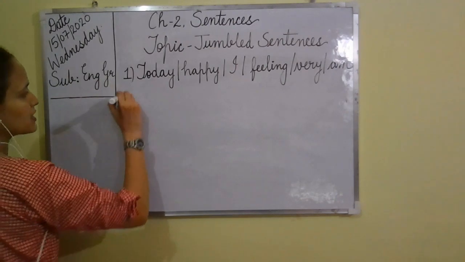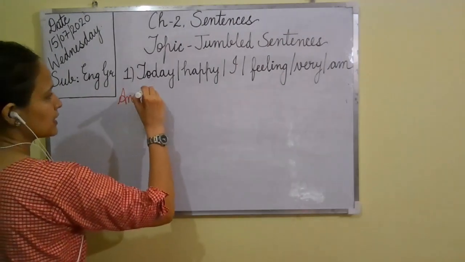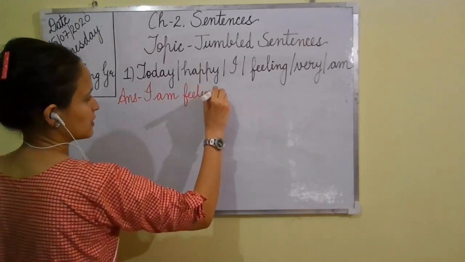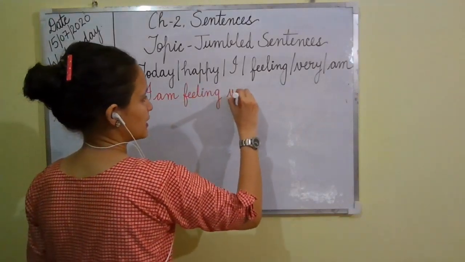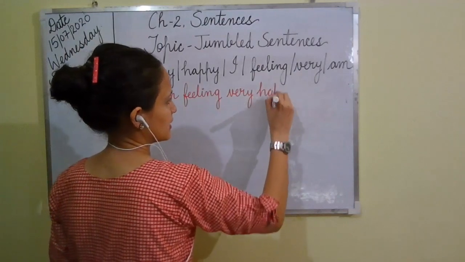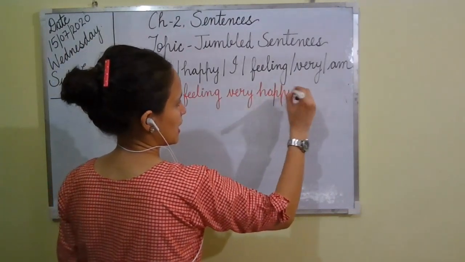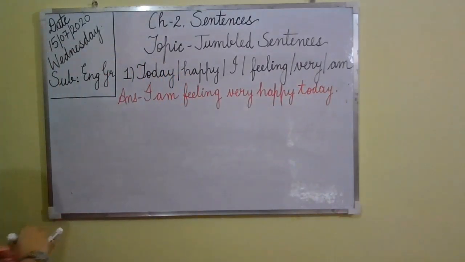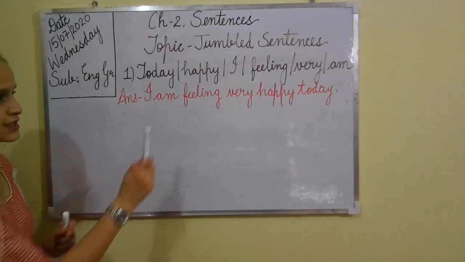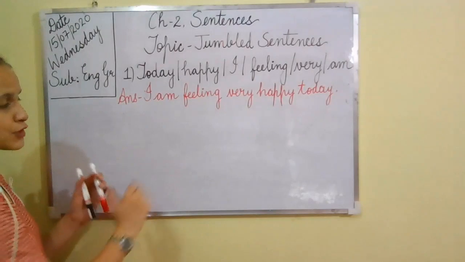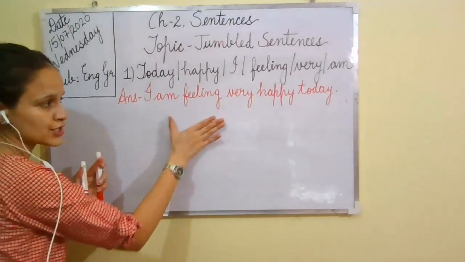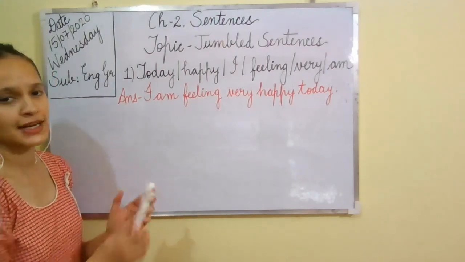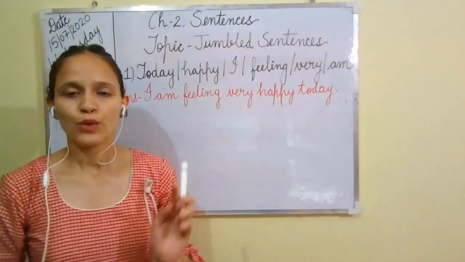So here the answer will be: I am feeling very happy today. Okay, so I'm feeling very happy today. So this is a complete sentence. क्योंकि इसमें group of words भी we can see group of words. We can see that this sentence is giving a complete meaning, a complete sense, and also it is ending with a full stop.